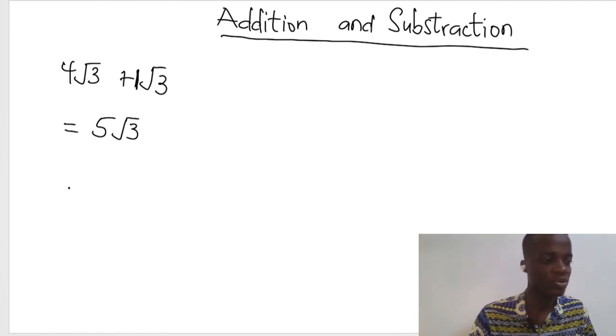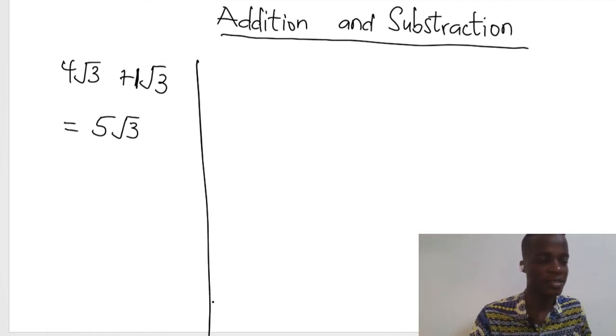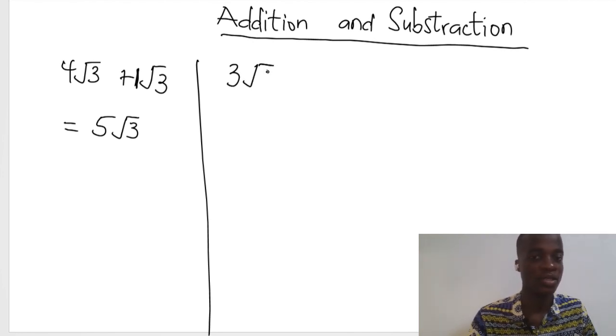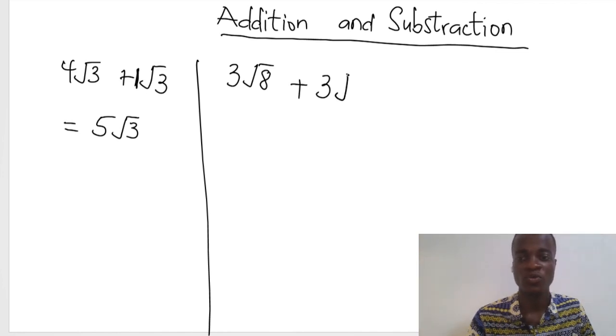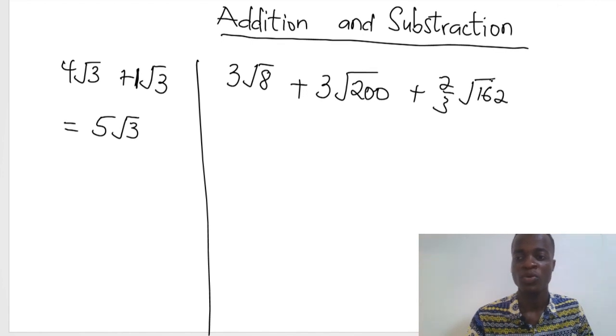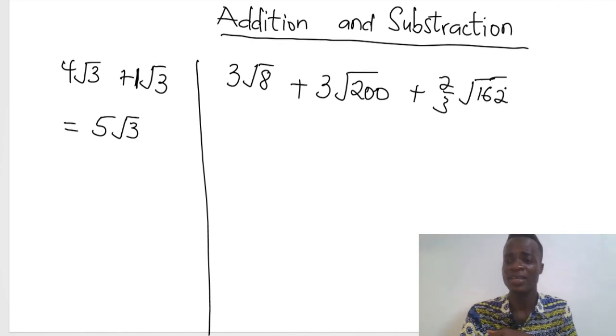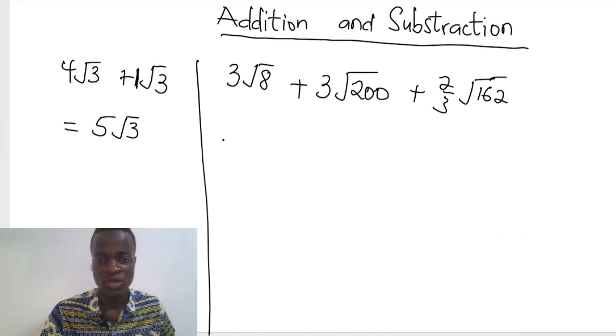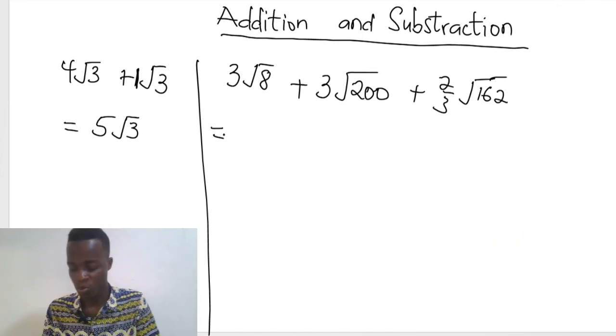So they gave us another example from Aquila. I'm using Aquila, I guess you're also using that. So 3 plus 3 square root of 200 plus 2 over 3 square root of 162. You don't have to go and put everything in the calculator. This is what you have to do. So the next line, put them under.